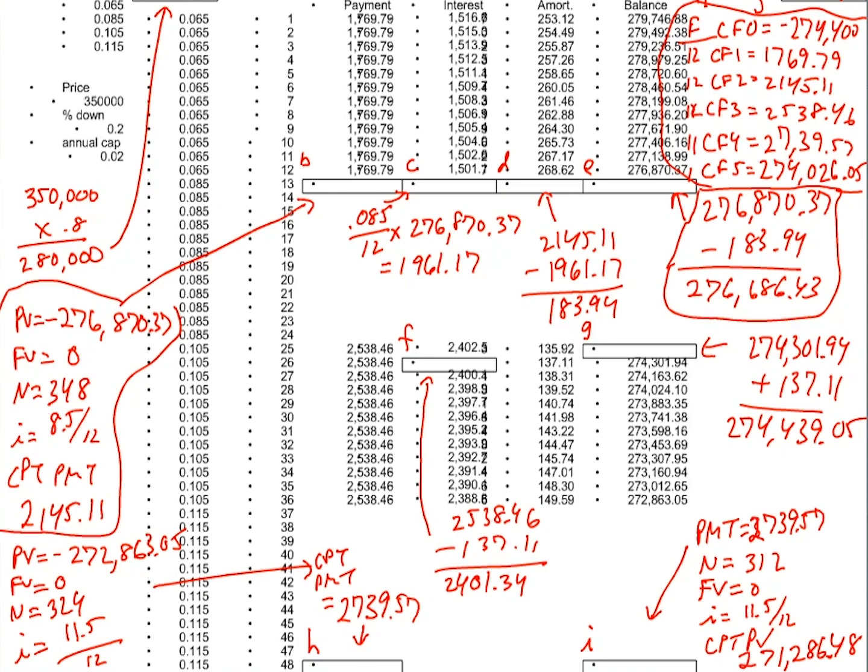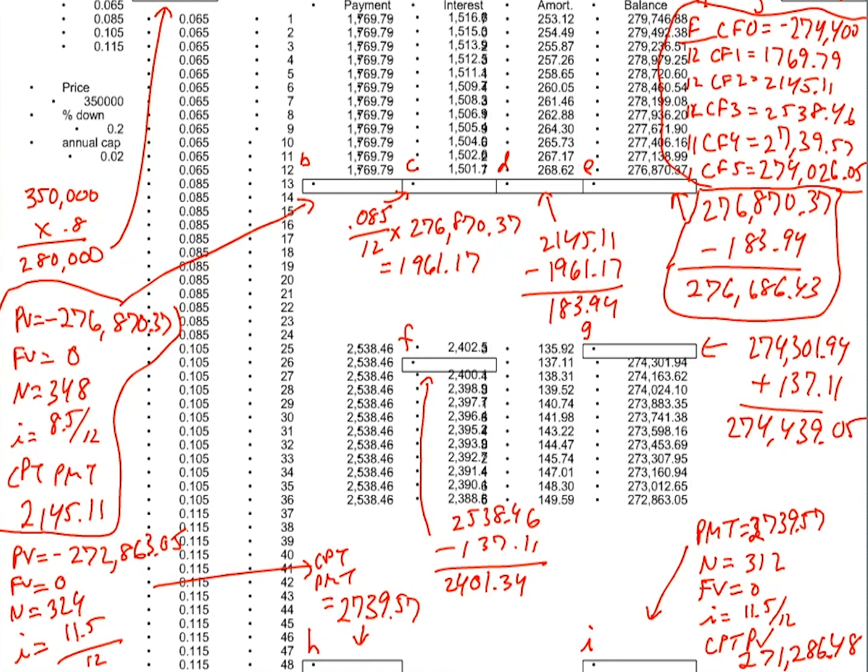Now we have only 348 months left, because we had a term of 360, but 12 months have gone by. And we noticed, again, from looking in the last slide, that the rate in the second year will be 8.5%. Divide that by 12, and you compute the payment, and we'll get a payment of $2,145.11.